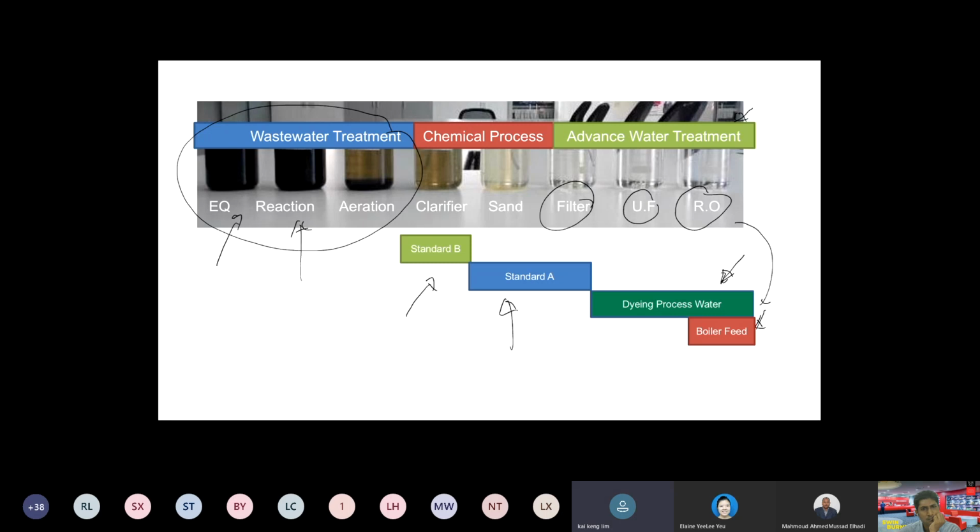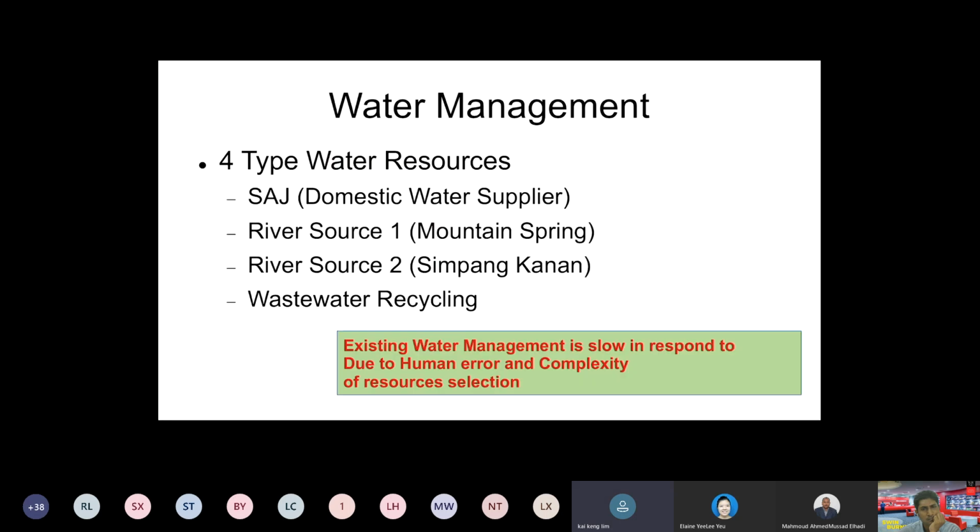So wastewater recycling is good, but it is not realistic, or what we call not economically advisable, because it's the most expensive process. So what happened is, for industry, it is expensive. So their first choice will be using river water.